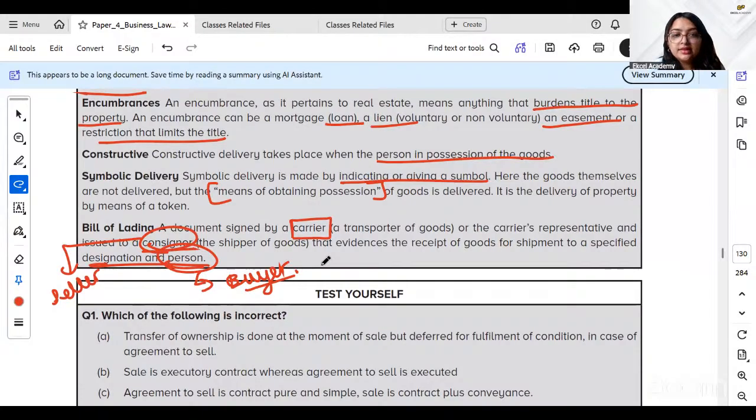All right. So with this, we have come to the conclusion of your chapter on sale of goods. I hope you have been able to understand all of the topics that we have discussed in this. If you have any doubts, please feel free to reach out to us on our WhatsApp group. We would be more than happy to help you out.